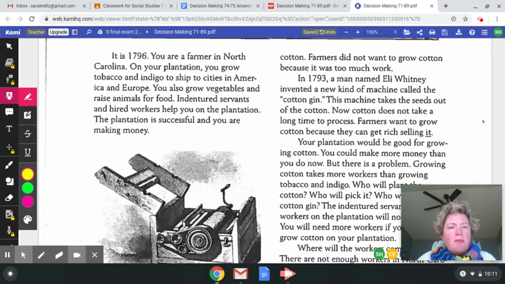It is 1796. You are a farmer in North Carolina. In North Carolina, on your plantation, you grow tobacco and indigo to ship to cities in America and Europe. So these are the crops that I grow now, tobacco and indigo. You also grow vegetables and raise animals for food. Indentured servants and hired workers help you on the plantation. So that makes me think that you don't have slaves as it is now. The plantation is successful and you are making money.